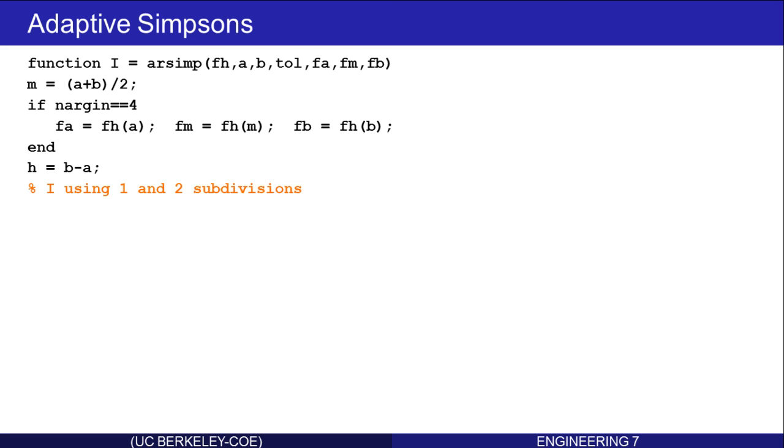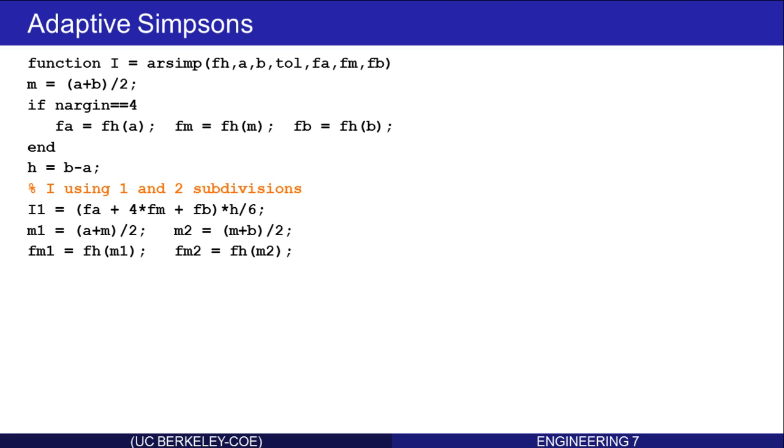h is b minus a, and form the integral using the 1 and 2 subdivision Simpson's rule. The 1 subdivision Simpson's rule has the 1-4-1 pattern with h over 6. Now for the 2 subdivision, we need to make 2 more function evaluations at the midpoint between a and m, and at the midpoint between m and b. Call those m1 and m2. Make those function evaluations, and then the formula for the 2 subdivision. Notice the weighting pattern, 1, 4, 2, 4, 1. And remember, the reason for the h over 12 is the same reason we had h over 4 in the 2 subdivision trapezoid line 2 slides ago.